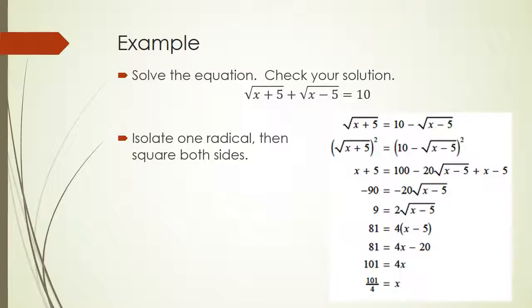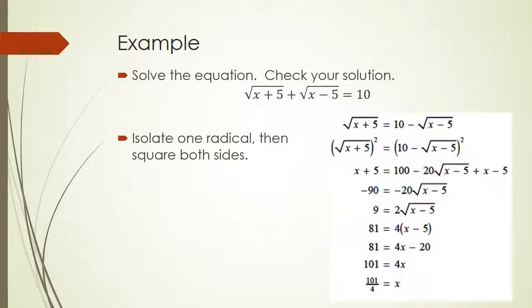We have to do 10 minus the square root of x minus 5 times 10 minus the square root of x minus 5. Foiling it out gives us 100, 10 times 10. Then we have 10 times the negative square root of x minus 5 plus 10 times negative square root of x minus 5, which gives us negative 20 square root of x minus 5.